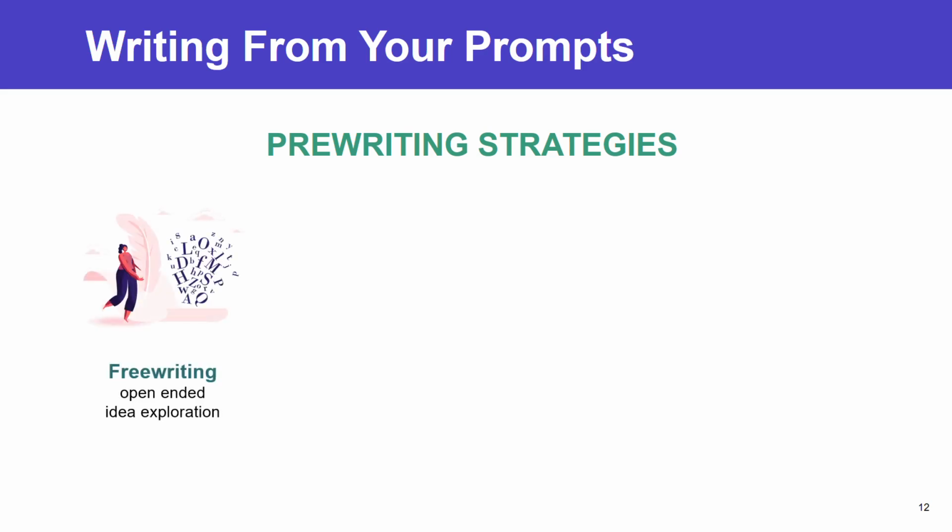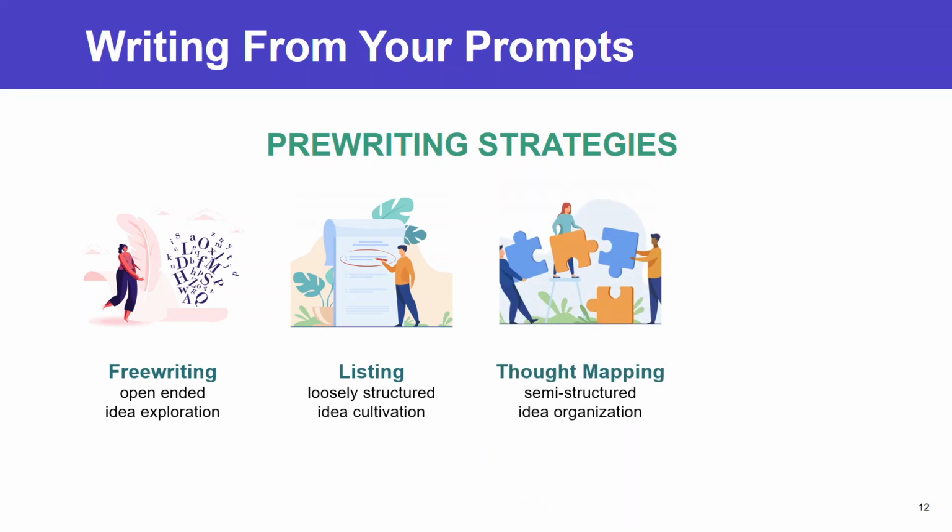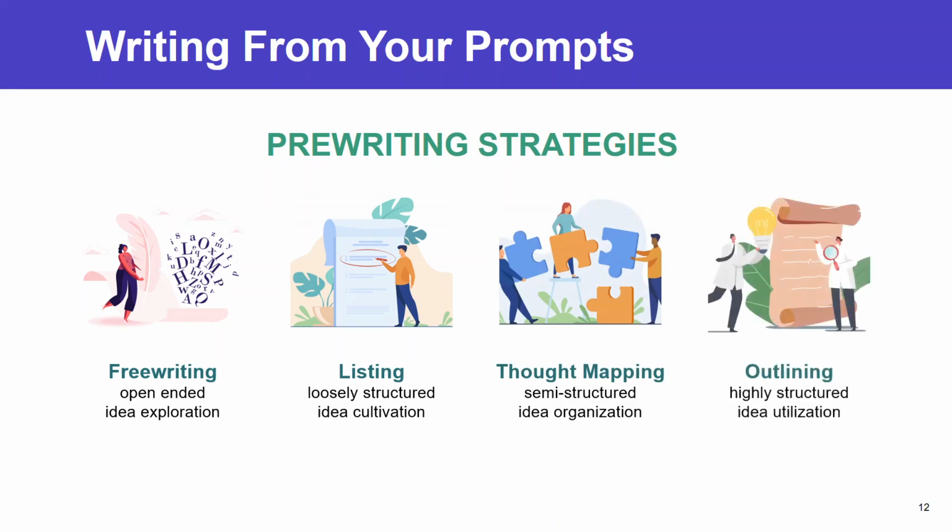Free writing, which is a very messy, very open-ended style meant for idea exploration. Listing, which is a somewhat more structured style meant for idea cultivation. Thought mapping, which is even more structured and is meant for idea organization. And finally, outlining, which is a very structured style meant for idea utilization.